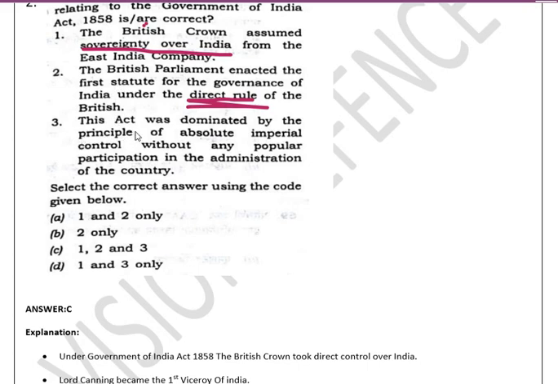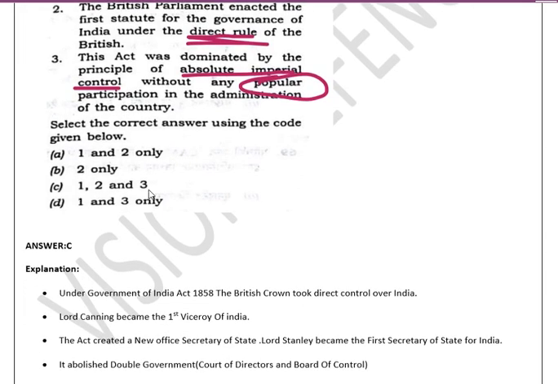Third, this act was dominated by the principle of absolute imperial control without any popular participation in the administration of the country. Yes, they had absolute imperial control. We were directly under the British Crown, and they did not include any popular element or election. So this statement is also correct. So the answer is 1, 2, and 3.